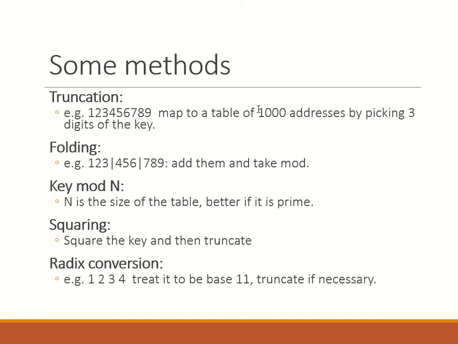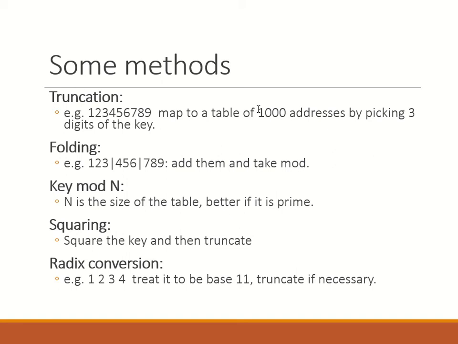Then the common one is key modulus n, where n is the table size. If you actually want an even distribution of elements, you can go for a table size which is a prime number. The advantage is that you can control the collisions, because only one and this number will be the factors, so you can ensure that no other numbers map into the same location. So if you can fix the table size as a prime number, that is very good.